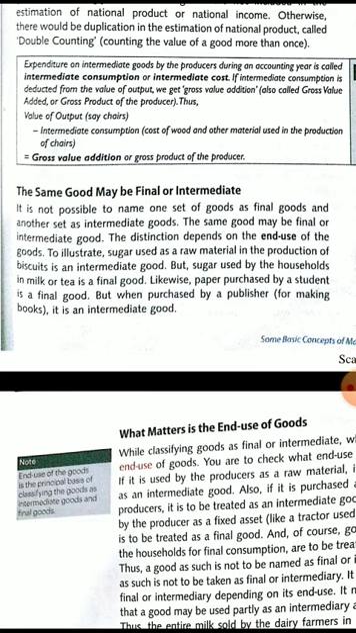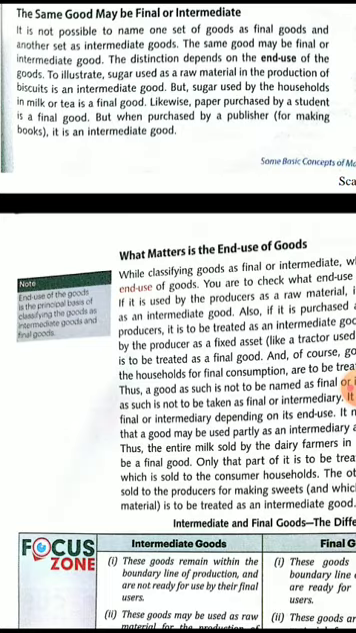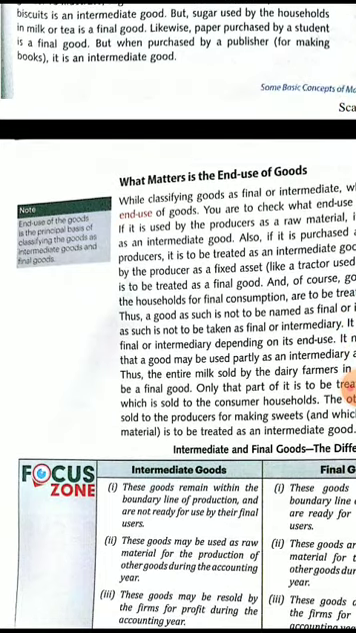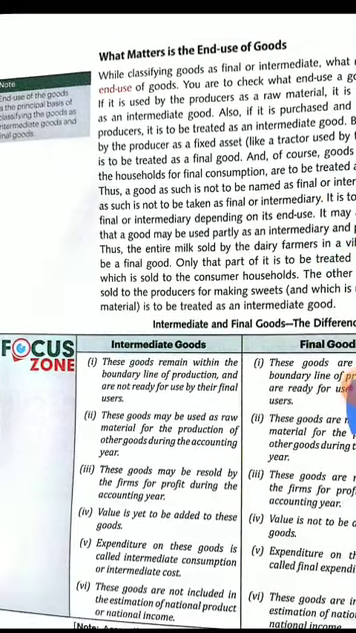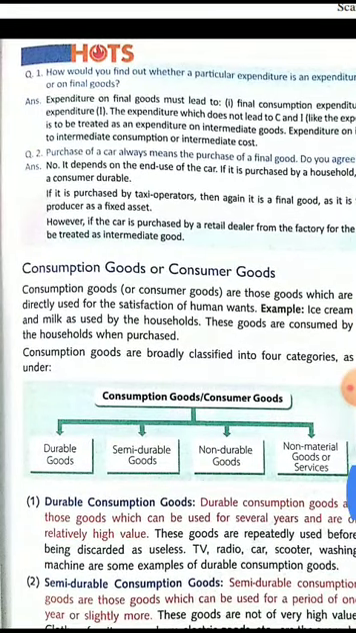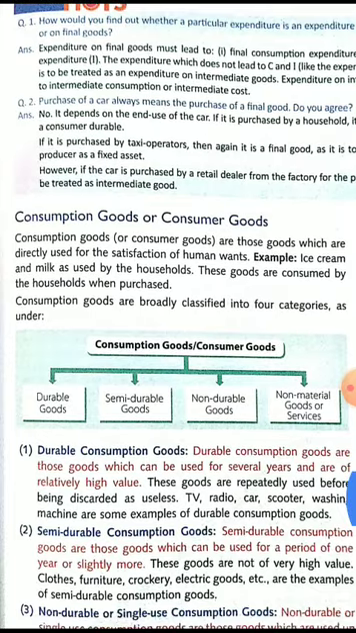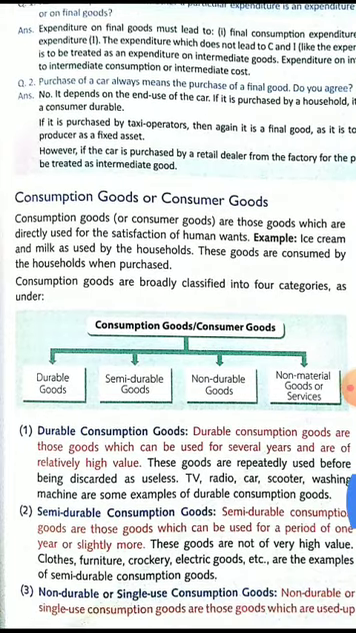Okay, so now students, another important point is the consumption good or consumer good. Consumption goods are those goods which are directly used for the satisfaction of human wants. Example: ice cream and milk used by the household. Further, students, those goods may be classified into four heads.